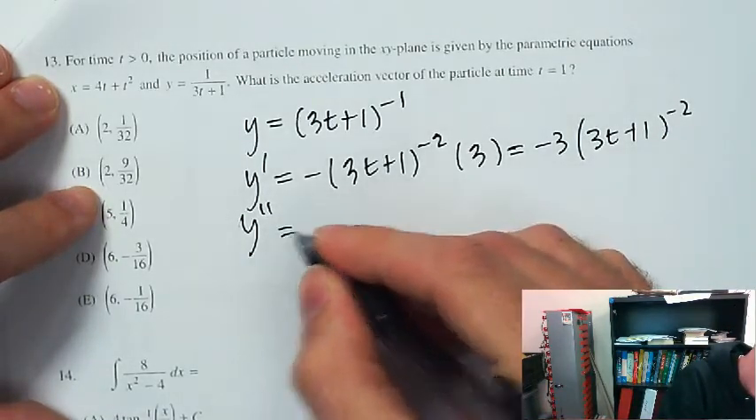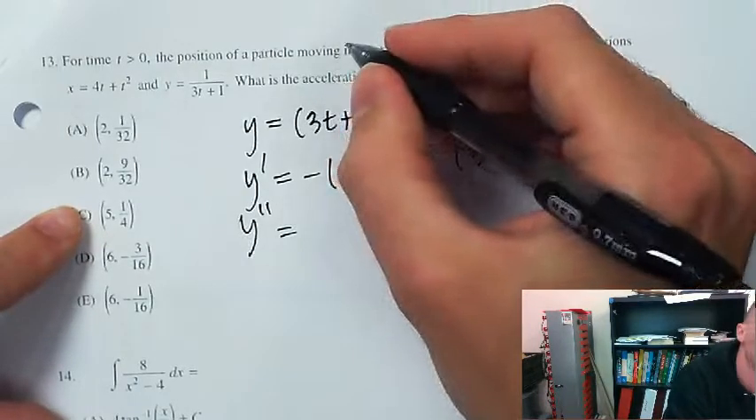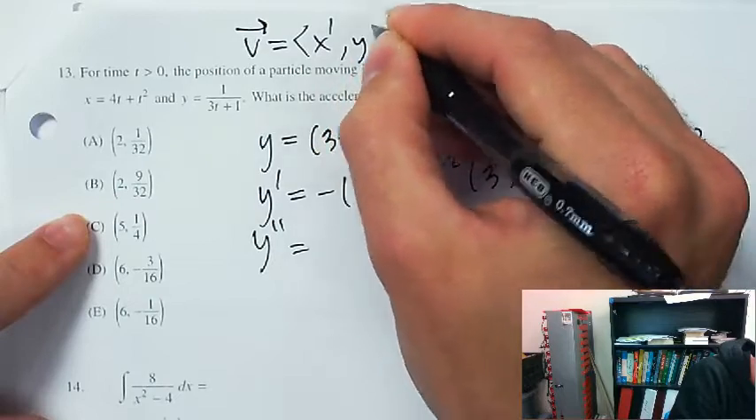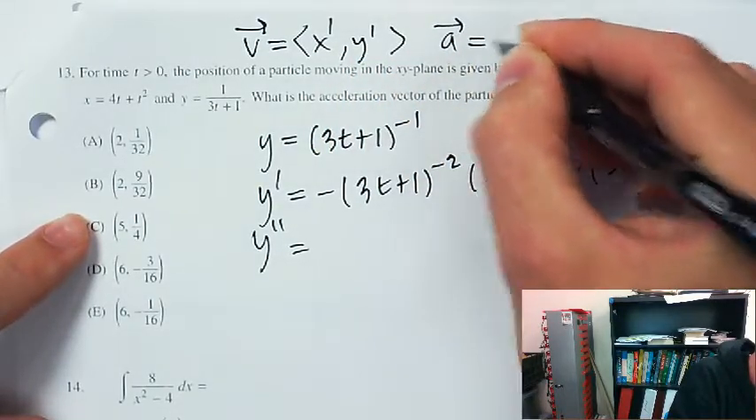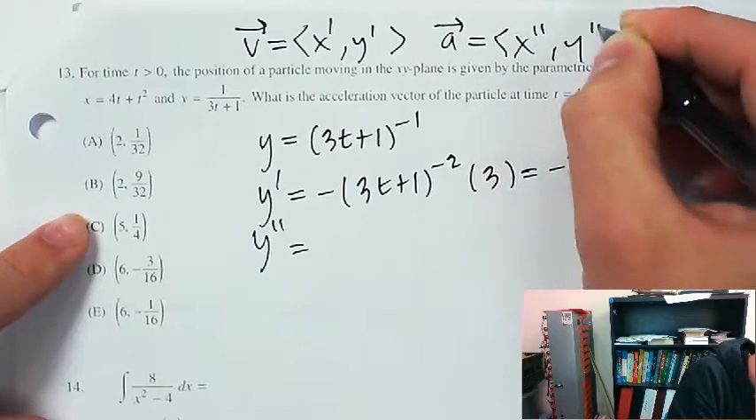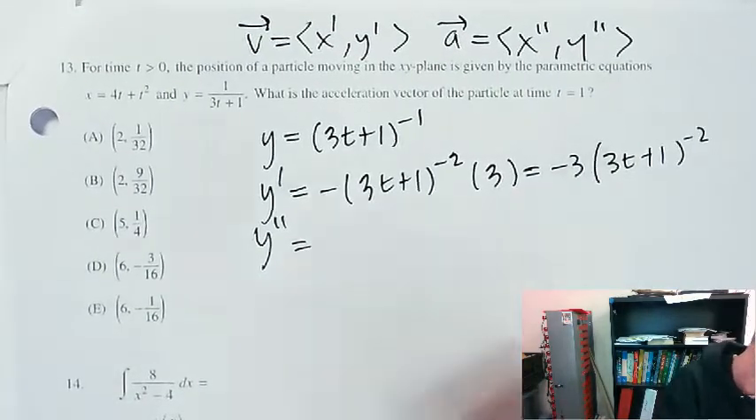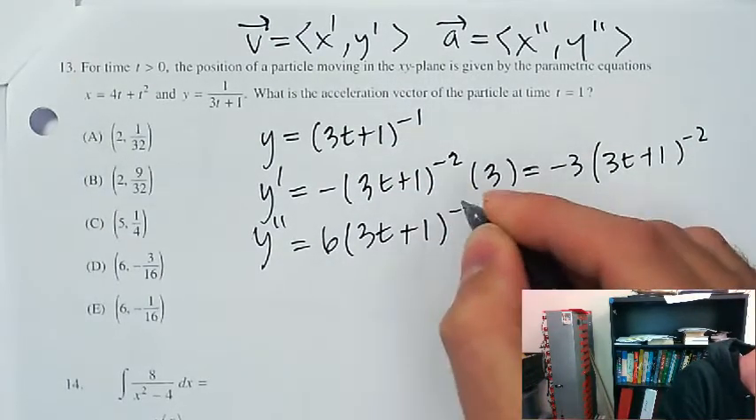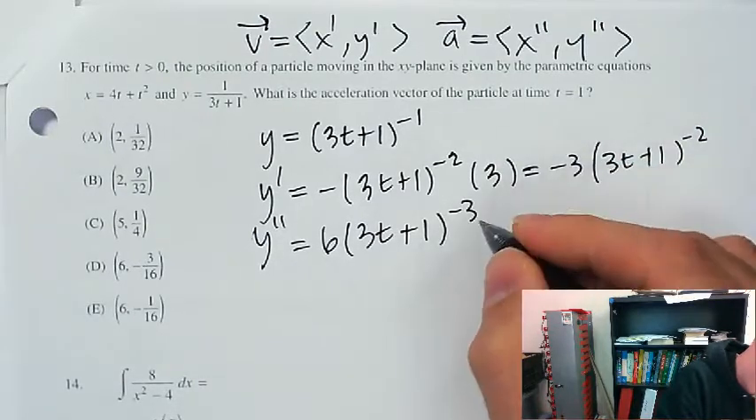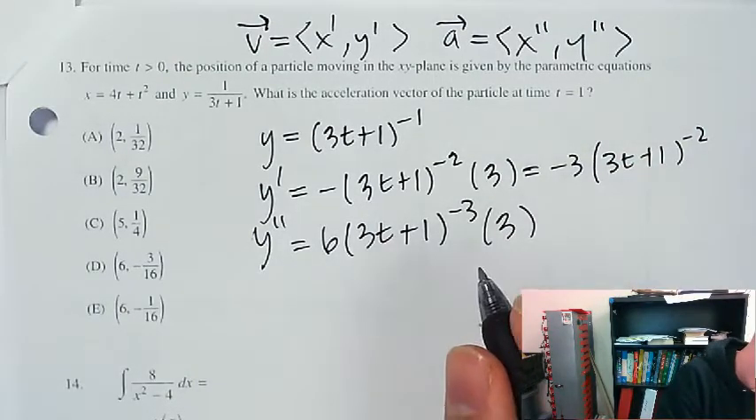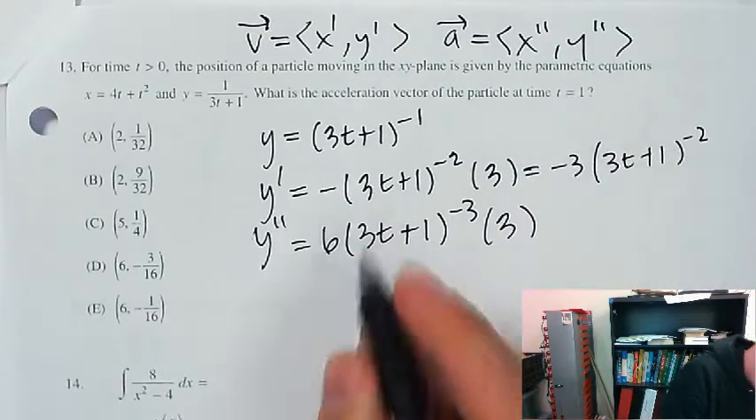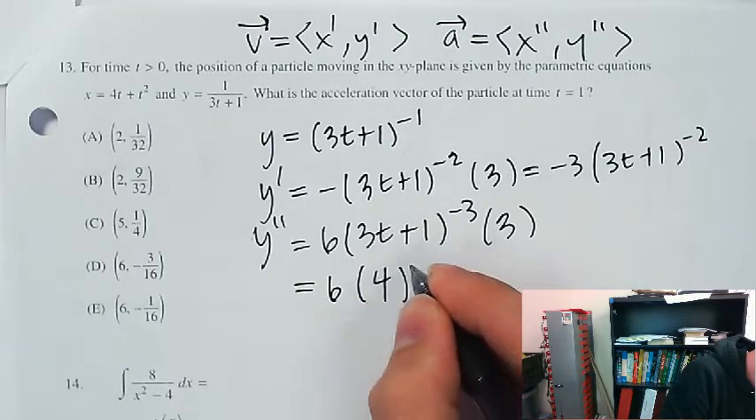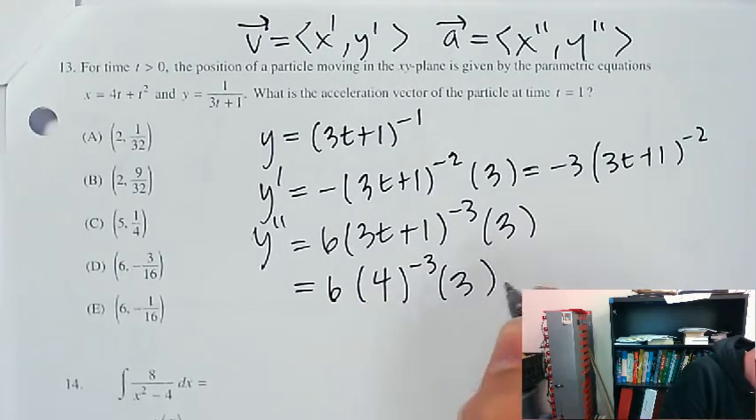And y double prime, which is what I'm going to be needing, because I know that the velocity vector is going to be x prime and y prime. So the acceleration vector is going to be x double prime and y double prime. y double prime is looking like positive 6 times (3t plus 1) to the negative 3, then times another 3 for the chain rule. And when t equals 1, I'm going to have 6 times (3 plus 1, which is 4) to the negative 3 times an extra 3.